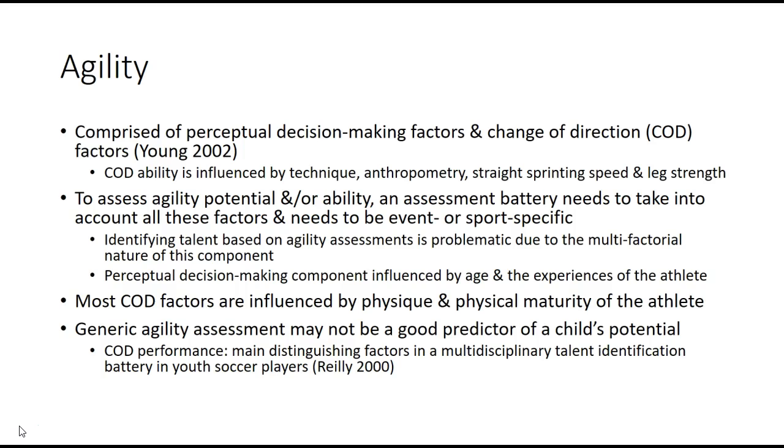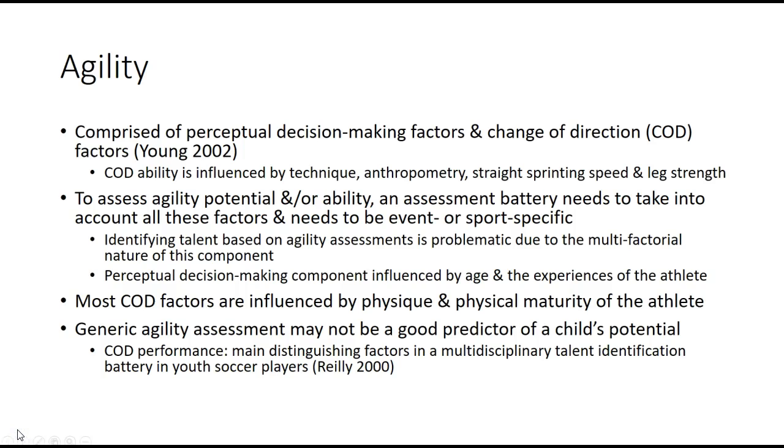To assess one's agility, the assessment battery that's chosen needs to take into account all of these factors, but even more so needs to be event or, if possible, sport specific. A lot of times we see talent identification processes or assessments that are problematic simply because of the multifactorial nature of this component, especially in regards to the perceptual decision-making skills of young athletes, because that is something that's very much developing over time as their brains mature. So it's very much influenced by the age as well as the experiences of the athlete.